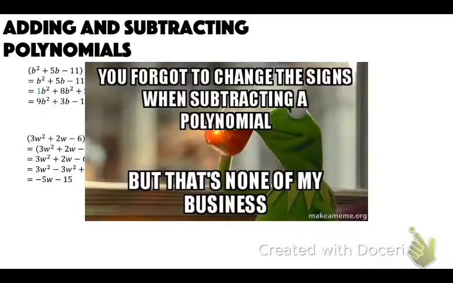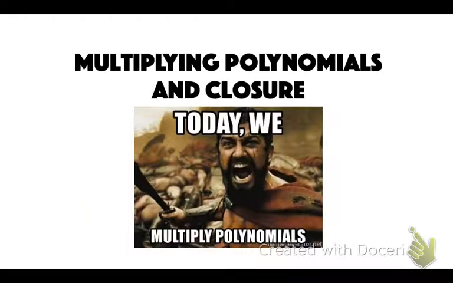Cool. You forgot to change the sign when subtracting a polynomial, but that's none of my business. So a lot of times people get these wrong just because they forget to change the signs when they're subtracting. So always distribute that subtraction sign. Okay? Multiplying polynomials and closure.